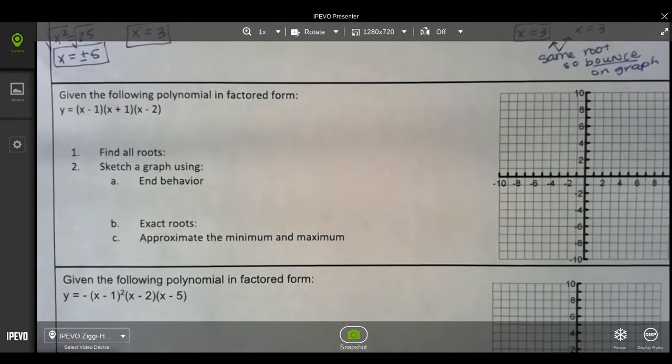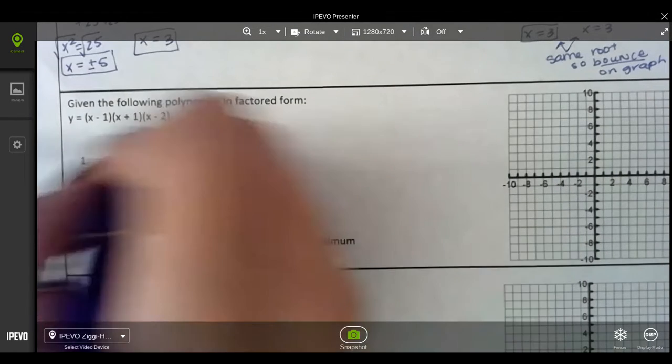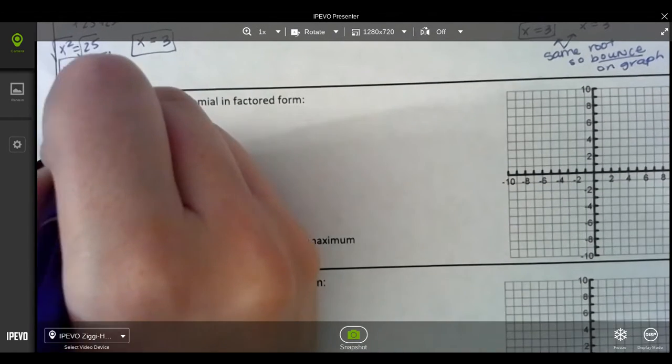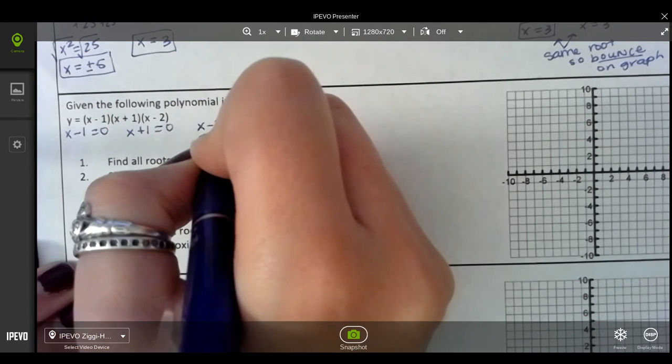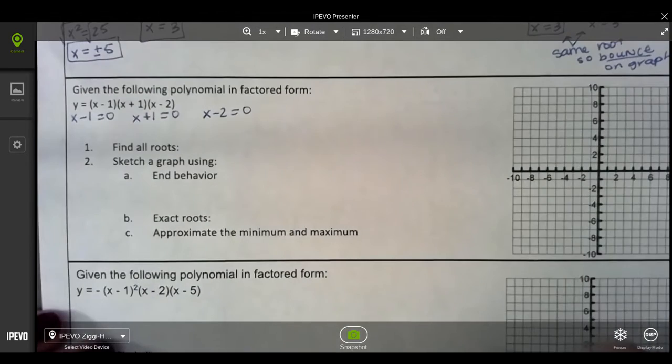Given the polynomial in factored form, find all roots, sketch a graph using your end behavior, your exact roots, and then approximate the maximum and minimum. If I'm finding my roots, I need to set each of my factors equal to 0. X minus 1 equals 0. X plus 1 equals 0. X minus 2 equals 0.